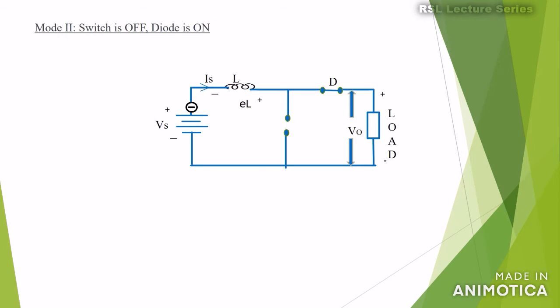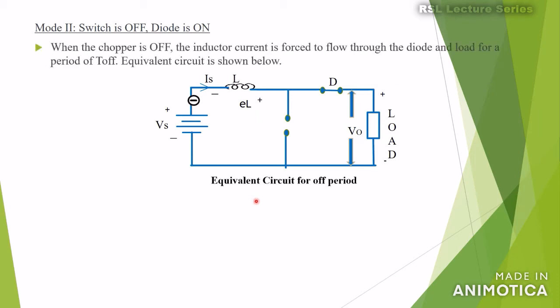Next we'll see the mode 2 operation. In the case of mode 2, the switch is turned off. Whenever the switch is turned off, the inductor current will start decaying. It will start decreasing gradually. As a result, the polarity of the voltage across the inductor will get reversed. Previously it was plus minus, now it is minus plus. As a result, the inductor current will be forced to flow through the diode. The diode will get forward biased, and hence the current will start flowing from Vs plus through the inductor, through the diode, through the load, and complete its path through Vs minus.